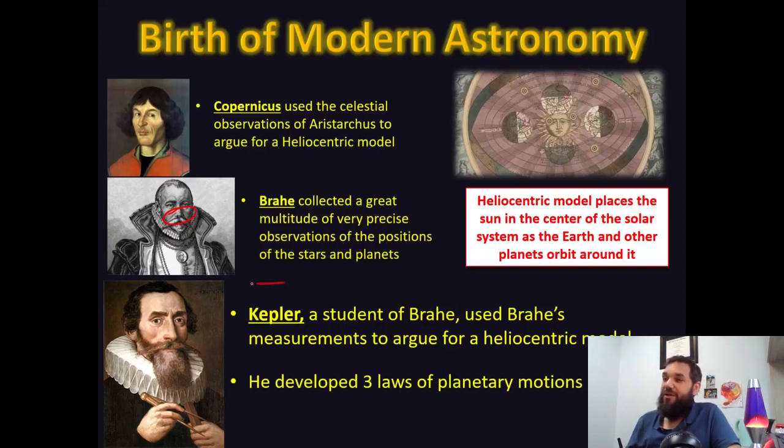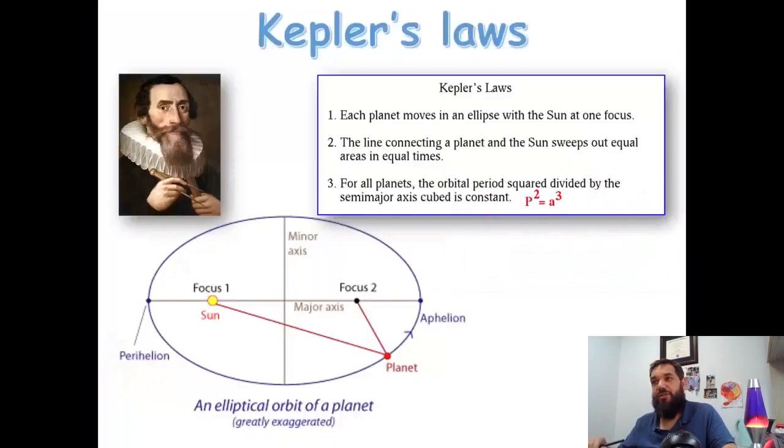Anyway, his student, Johannes Kepler, was very important. Johannes Kepler was a German scientist, and he used all of Tycho Brahe's measurements to really nail down a heliocentric model for the universe. And not only that, but he also developed 3 laws of planetary motion. These are the Kepler laws of planetary motion, which are amazing because these are still true today. We still acknowledge that these are true today.